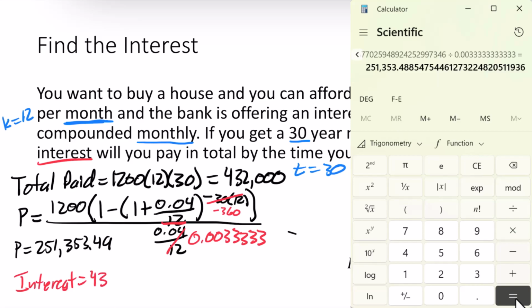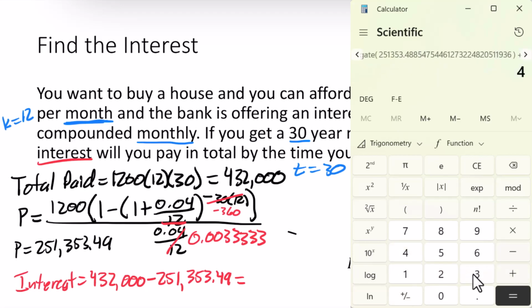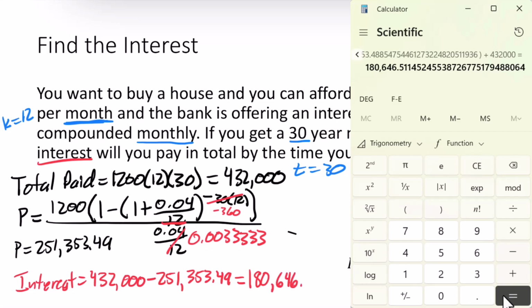And so my interest, which is what the problem asked me for, is going to equal the total amount I ended up paying off, which is $432,000 minus $251,353.49. And when I subtract that, I can make the 251 number negative and then add 432,000. And that tells me that the amount that I paid in interest is $180,646.51. And so that would be the amount of interest that I end up paying by the time my house is paid off. So I hope that video was helpful, and I hope that you guys have a good day.